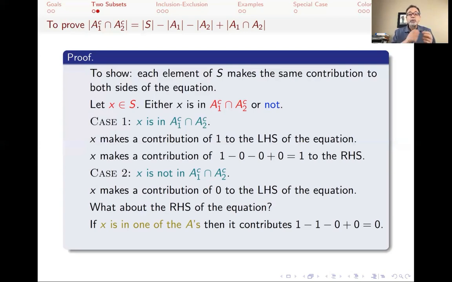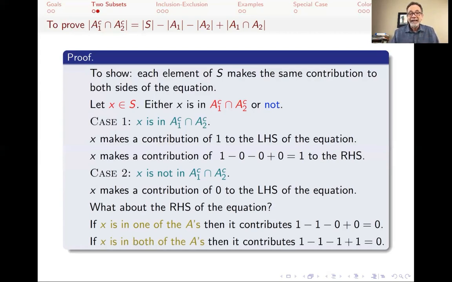If it happens to be in one of those A's, either A1 or A2, but not both, then on the right-hand side, when we're counting the elements of S, we'll certainly count this element X. When we count one of the A1 or A2, we will be counting this guy, but not the other one. So we will get a -1 here and a -0, depending on which one it is in. But when we look at A1 intersection A2, we will not count it because this guy was in just one of the A's. And so the net contribution will be 0, and that will be the same as what we had on the left-hand side.